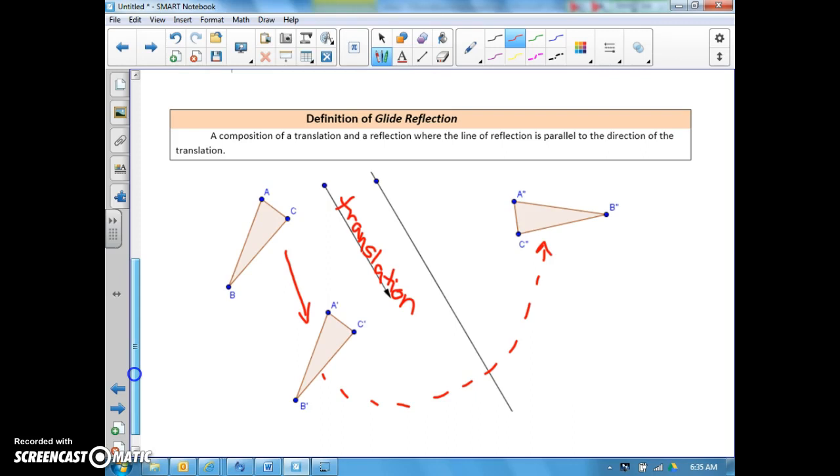If you are going to do two or more transformations on an object where you don't revert back to the original for the second transformation, then you're making a composition of transformations. So anyway, that's all the notes for today.